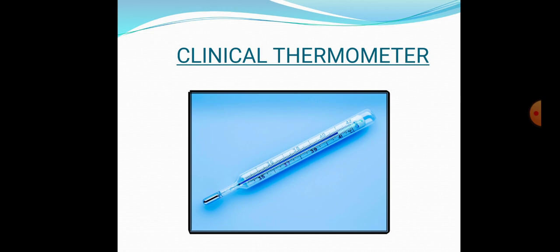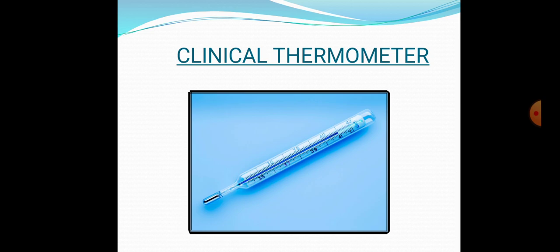So to measure the body temperature, we need a thermometer in which the mercury level does not fall even when its bulb is removed from the mouth. So a clinical thermometer is used to measure the temperature of the human body. Let's discuss some more things about it.